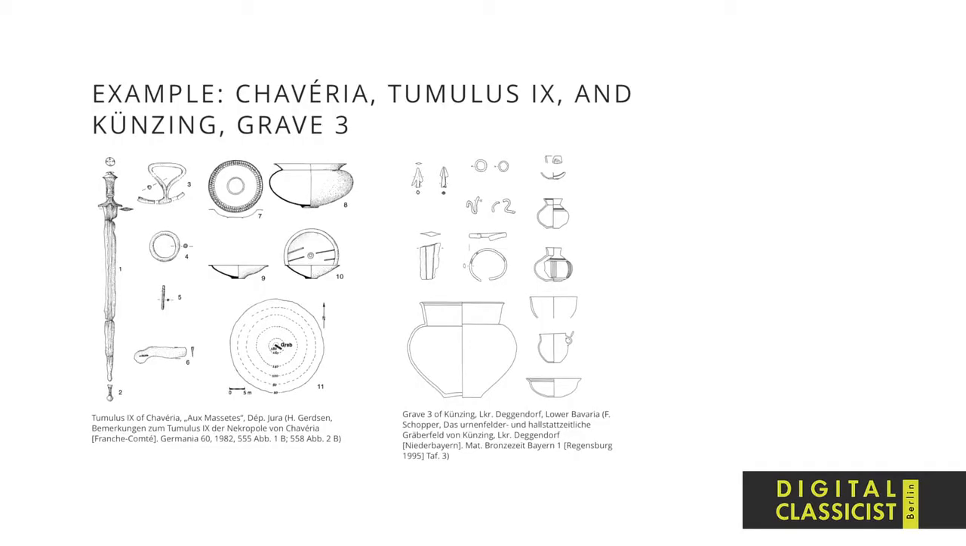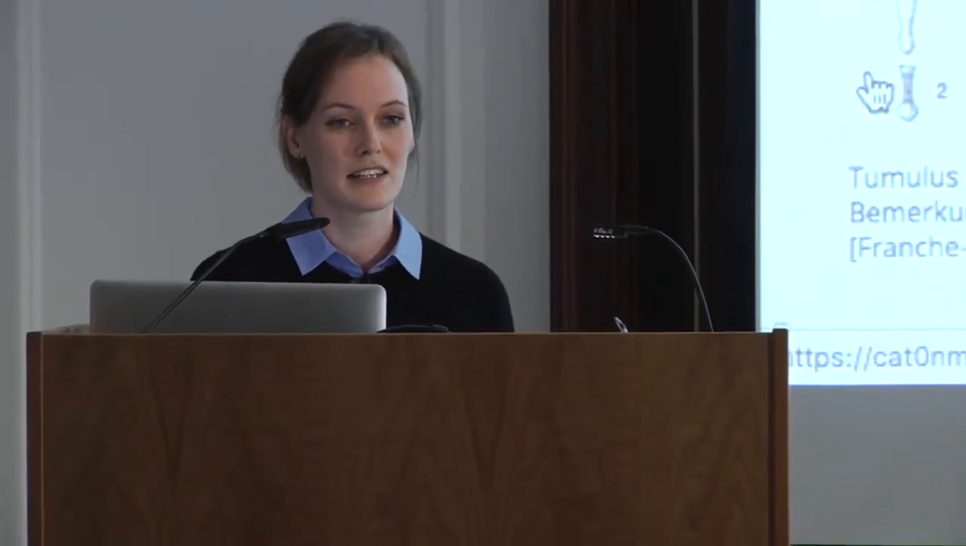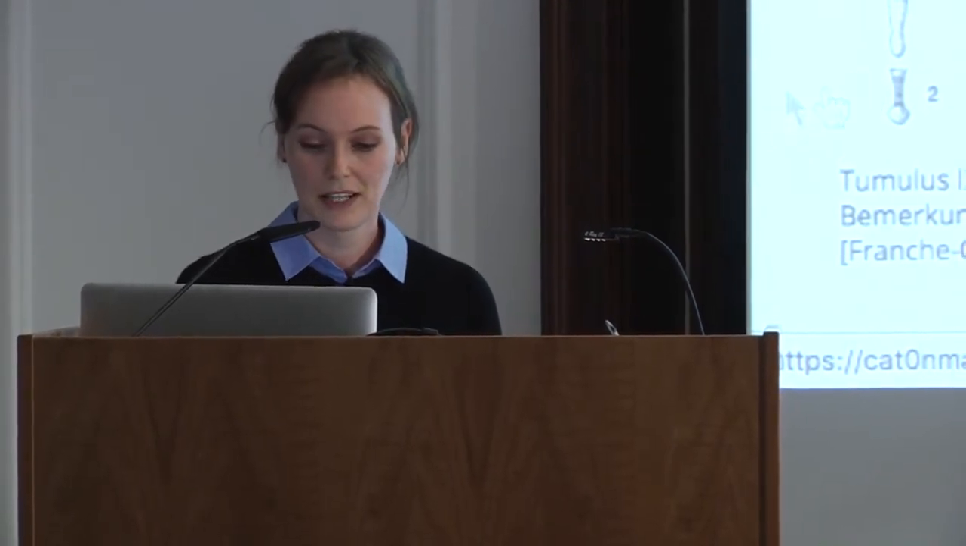Here I have brought 2 examples just so that we have an image in mind. On the left is a grave from France, from Tumulus 9 of Chaveria. On the right is a grave from the eastern region of my area of research, which is grave 3 of Künzing in Lower Bavaria. And as you can see, there are some similarities in the graves, like both of them have swords. This is part of a sword, and here is a complete sword. They both contain pottery. But of course, they also have many differences, like the main one probably being that the one from France is a tumulus grave and the other one is a flat grave. Okay.